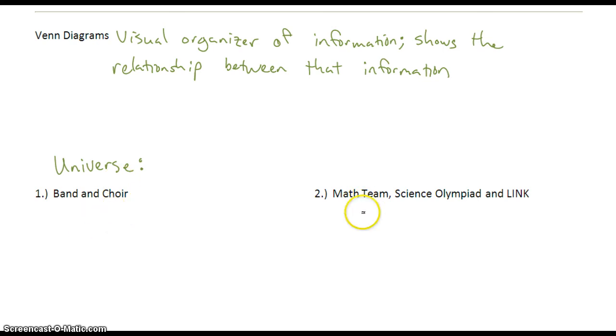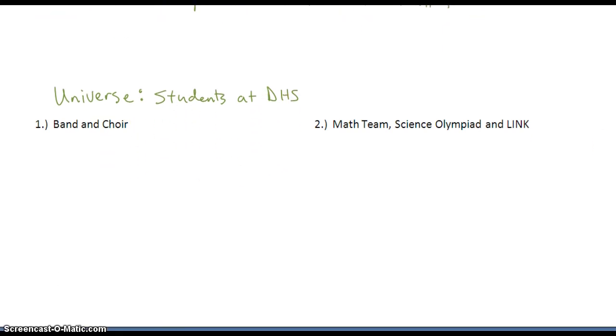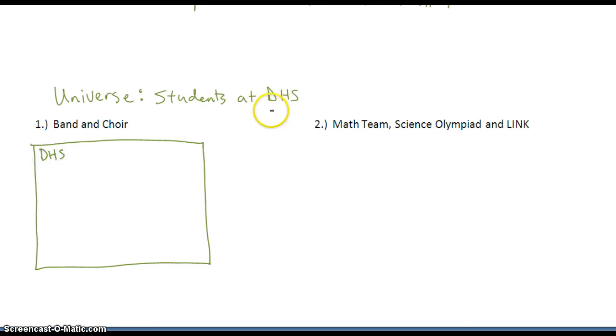In these two examples, we're going to set up our universe to be students at Delano High School. If our universe was different, our Venn diagram could look different. If our universe was students at Delano High School in choir, our Venn diagram would look different. But since we're doing all students at Delano High School, we can make our Venn diagram this way. Start by making the universe. And that universe is all students at Delano High School. So every student at Delano High School fits somewhere in this Venn diagram.